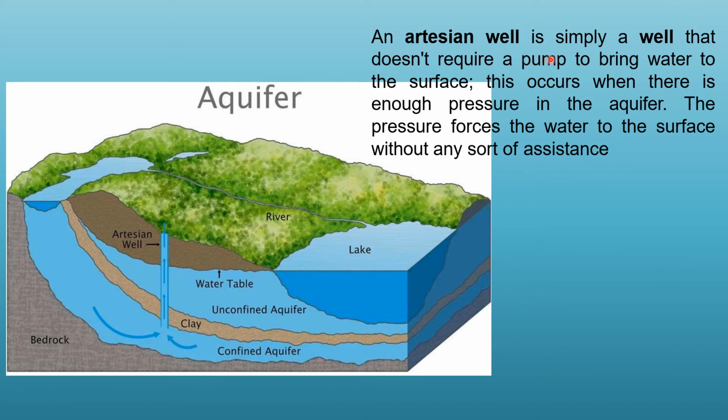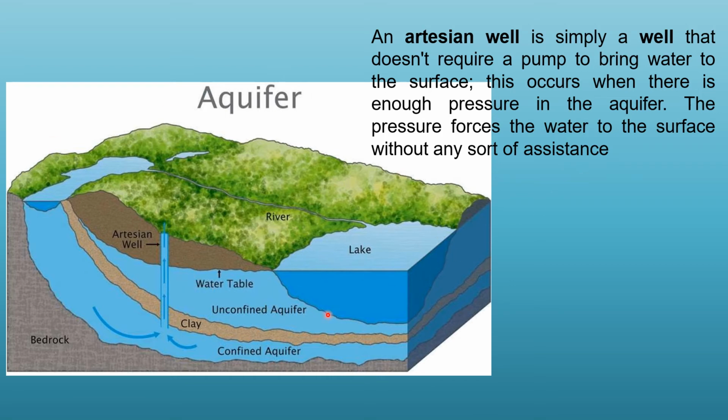An artesian well is simply a well that doesn't require a pump to bring water to the surface. This is possible due to the heavy confining clay layer positioned at the top of this confined or artesian layer. Due to this layer, there exists a heavy pressure, and this pressure forces the water to the surface without any sort of assistance.